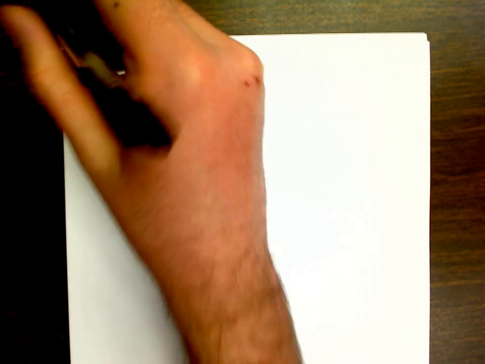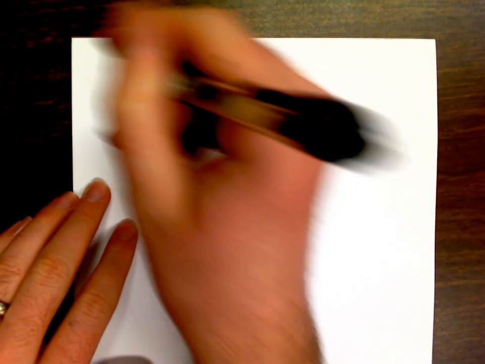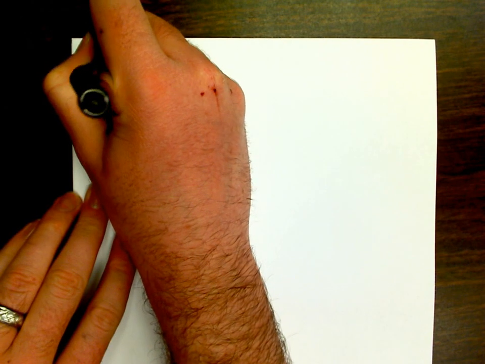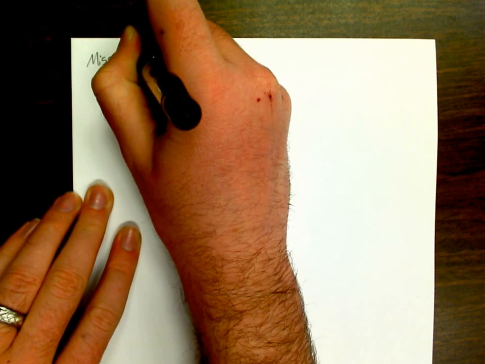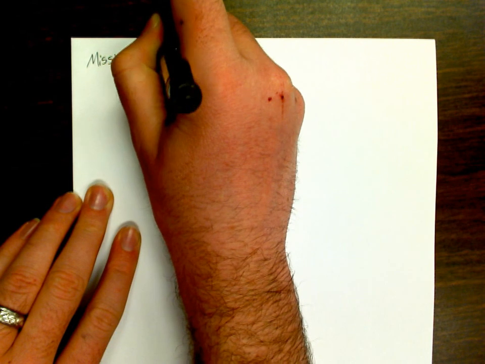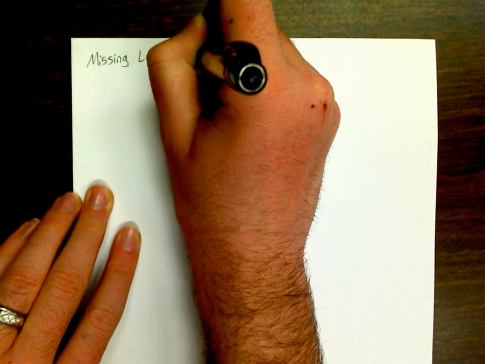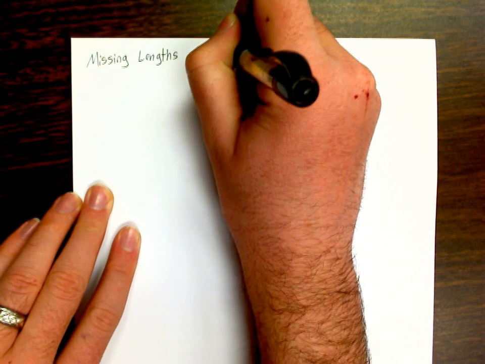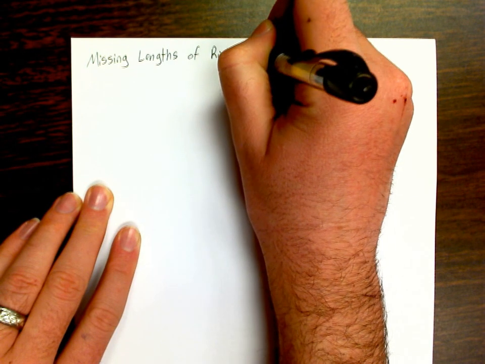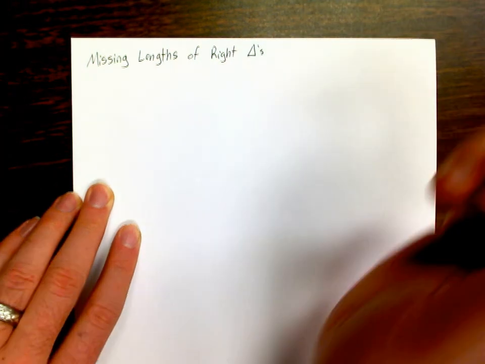So we're talking about section 9b here, and it's missing lengths of right triangles. So you are going to need to get your notebooks out and create a new section. And we're going to call it "Missing lengths of right triangles," because ain't nobody got time to write that word out.